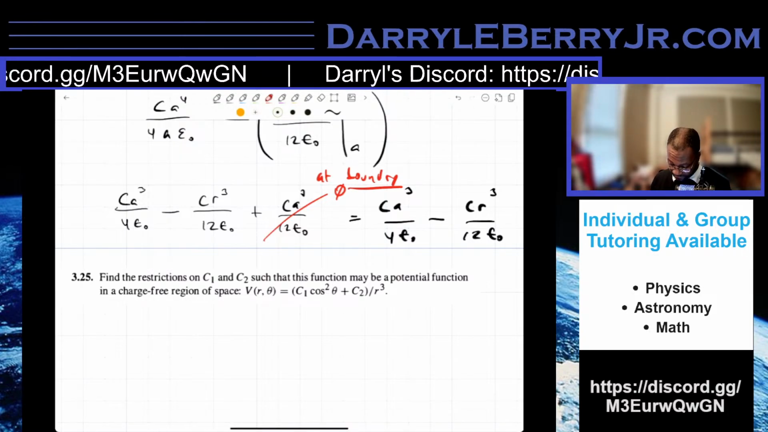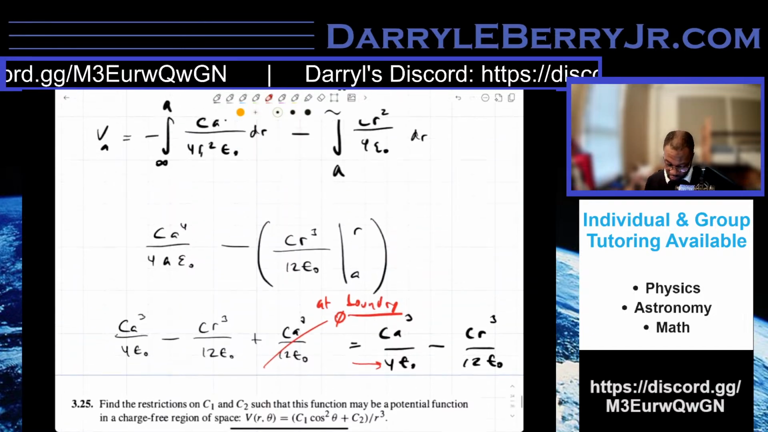One difference, I see that they have a 3 here instead of a 4. They're not showing how they got it.